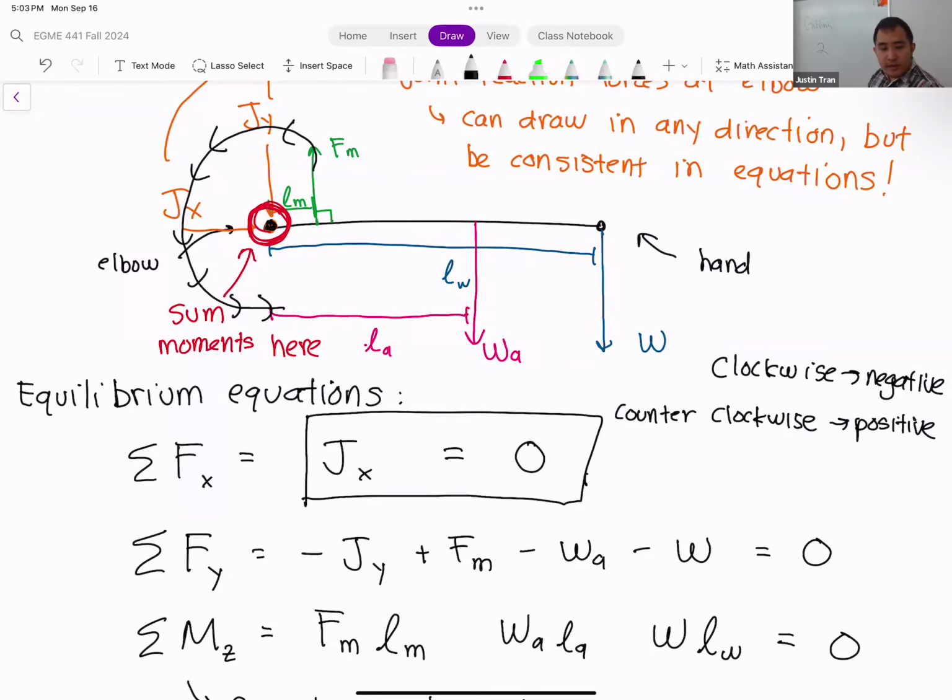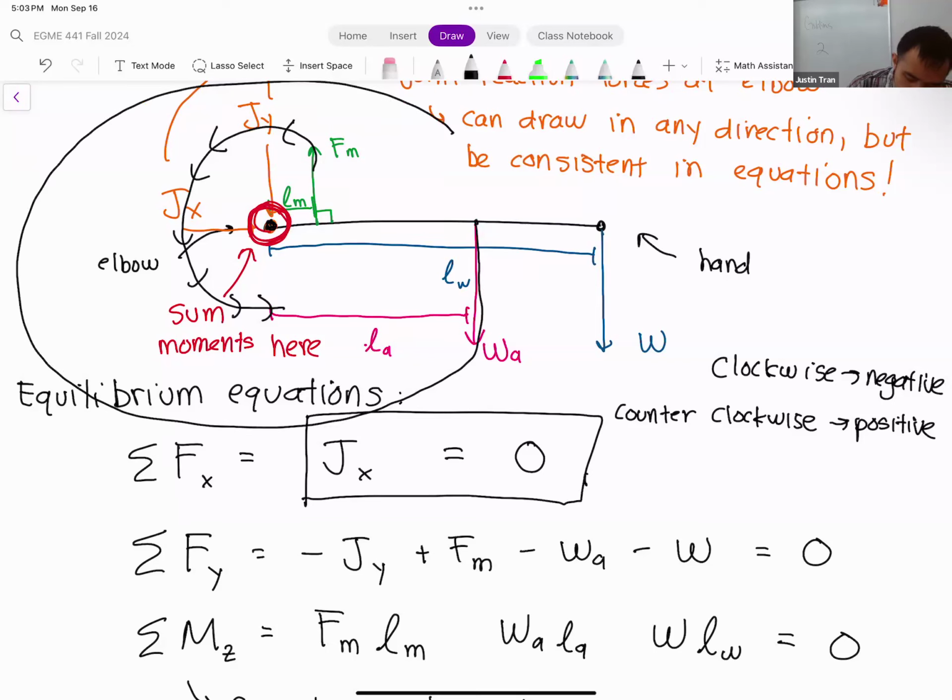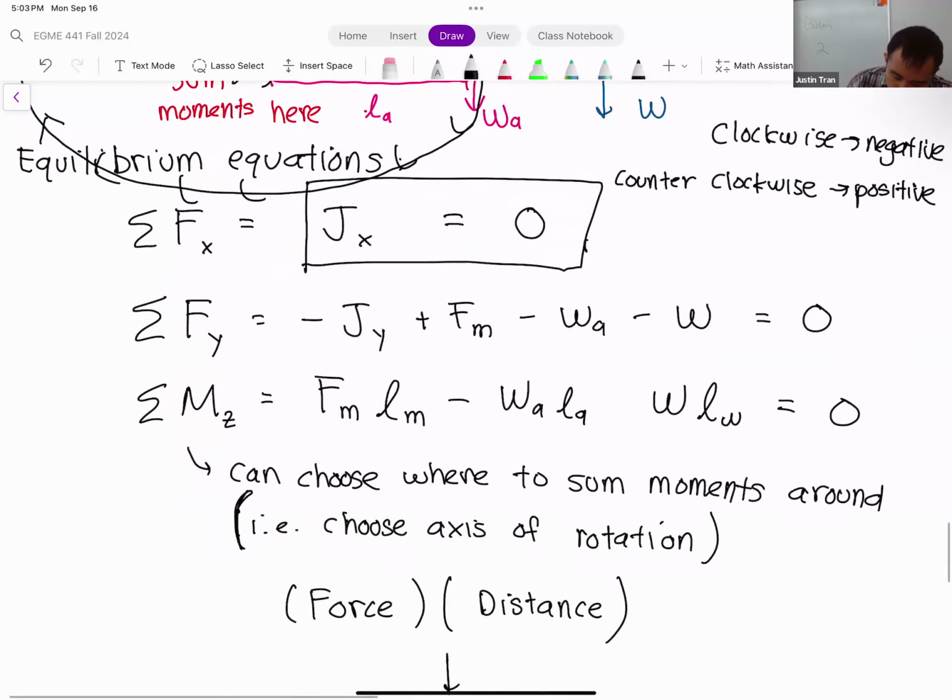Let's look at the same thing for WA and W, because those are going to be the same. If you look at WA, we trace the arrow and then circle it around the joint like that. We can see that this rotation is going to be clockwise. Same thing for the external force W. And so we know that the contributions from these are both going to be negative. So we have a positive FMLM, negative WALA, negative WLW.